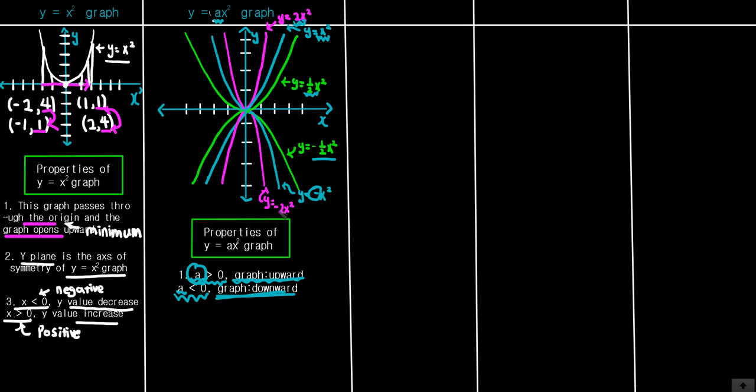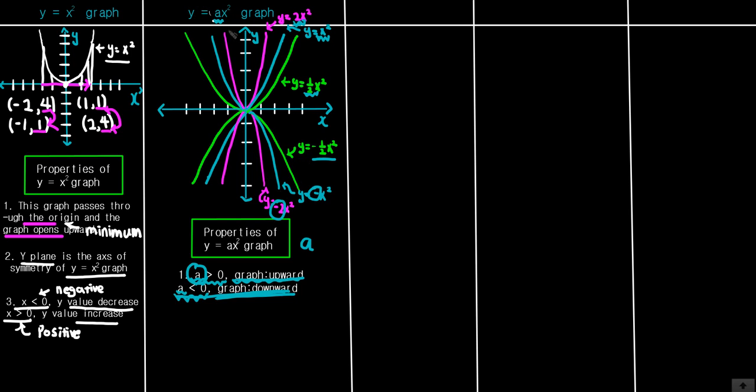Negative 1 is a case when the a value is less than 0. And if you think about the third one, negative 2x squared, negative 2 is a case where the a value is less than 0. So we can actually see that when the a value is less than 0, the graph will go downward. So the value of a, whether it is positive or negative, defines the form of a function.